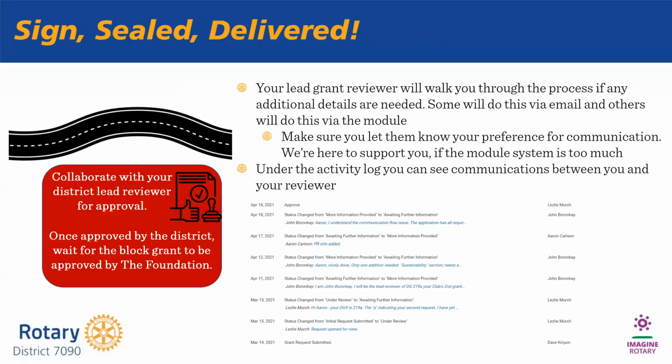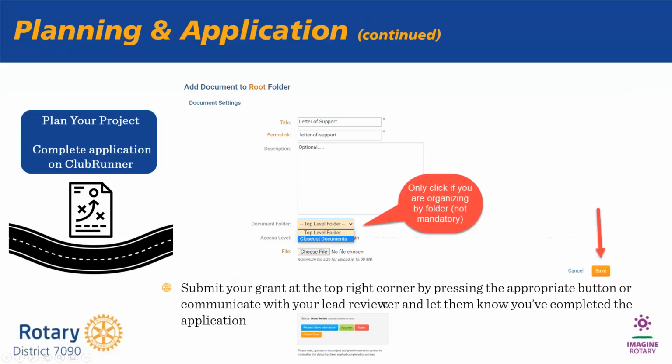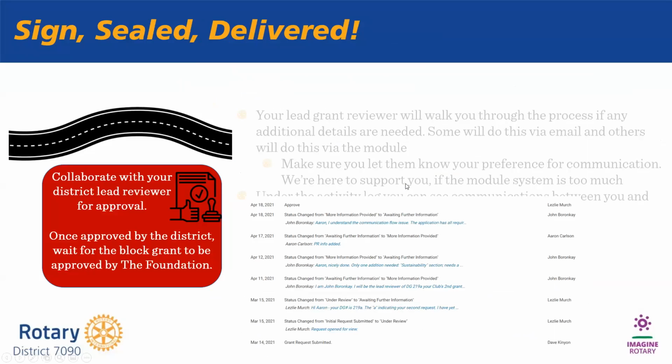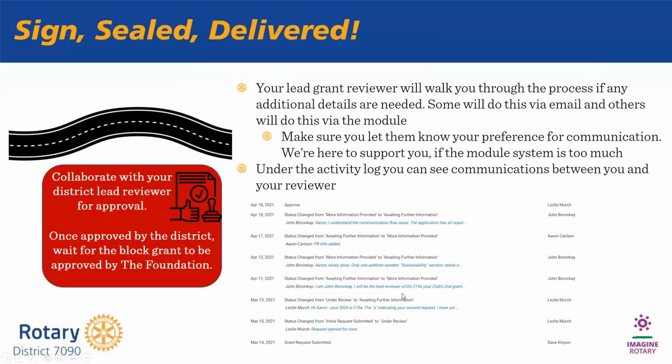Every club gets matched with a grant reviewer. Some will just work with you through email. Others will work with you through the club runner communication system. I typically work with people through email. But if you are working through the club runner, basically you communicate through a button that says provide information, and you type your response. The reviewer would say request information and type their response. And you can see the back and forth communication by going to the activity log in that ribbon I showed you earlier. So this ribbon here, activity log. And that's where you can see the communication back and forth.